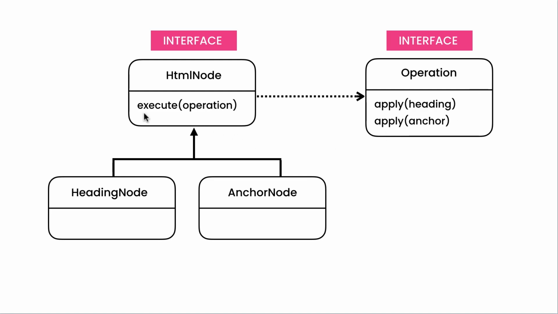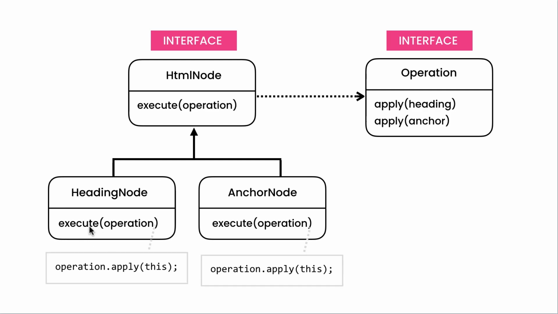Now, we should implement this method in each concrete node type. Now, what do you think we're going to have in these concrete implementations? It's very simple. Let's talk about this execute method. Here we take an operation object, and this operation object has two methods. The apply method that takes a heading object and the apply method that takes an anchor object. So in this method, we call operation.apply and pass this as the reference to the current object. Because we are inside the heading node class, this will represent a heading node object. So this line will cause the first apply method to be called.